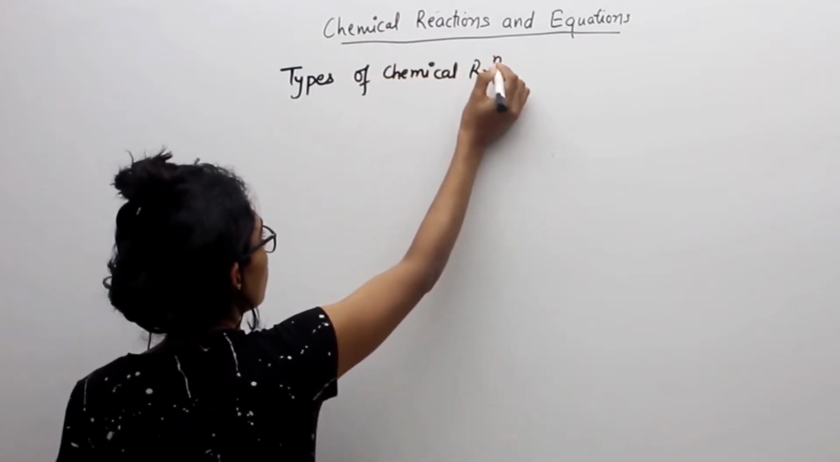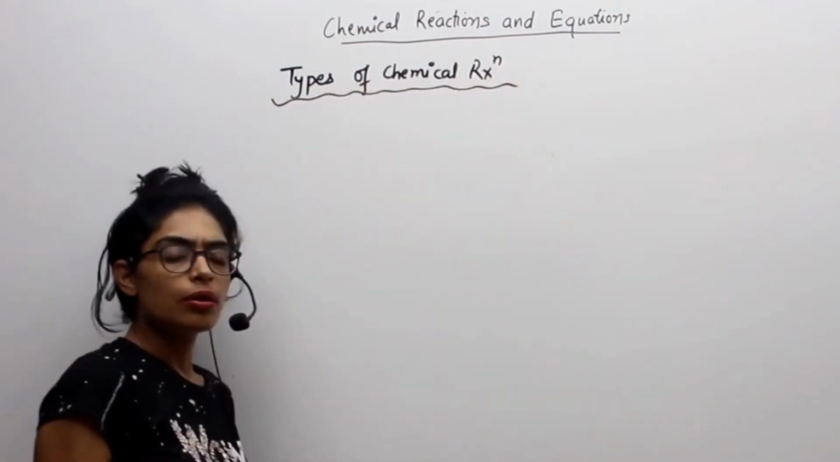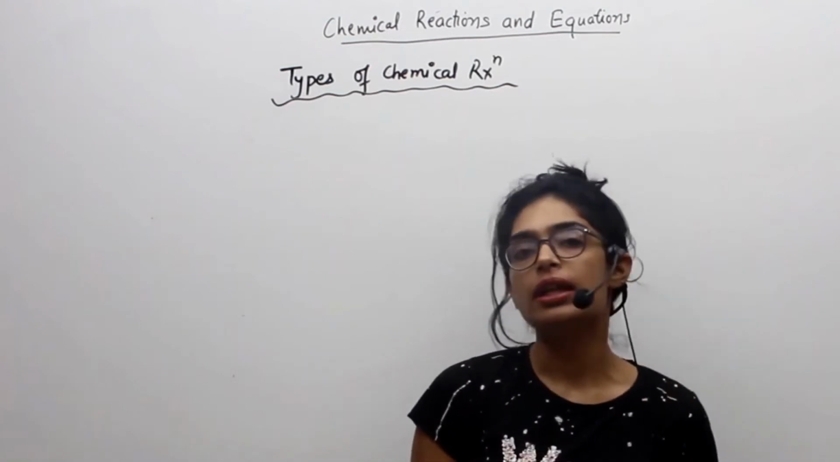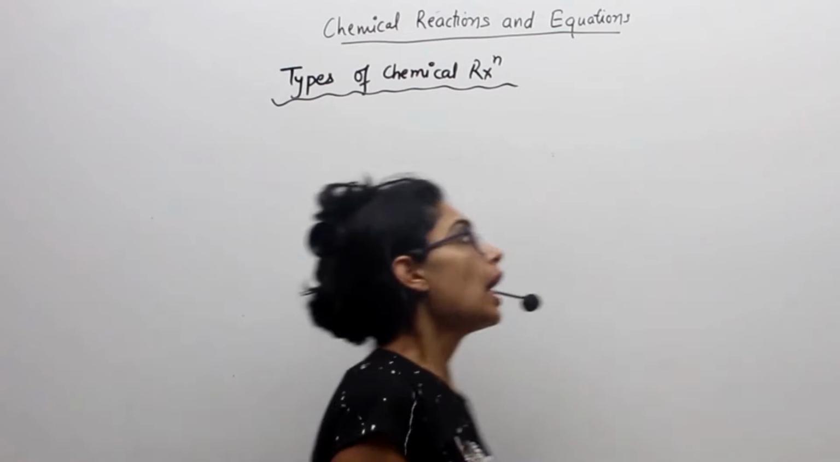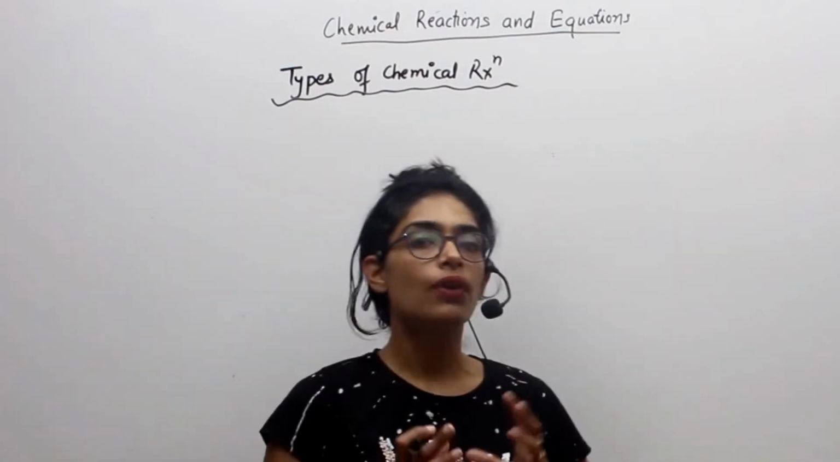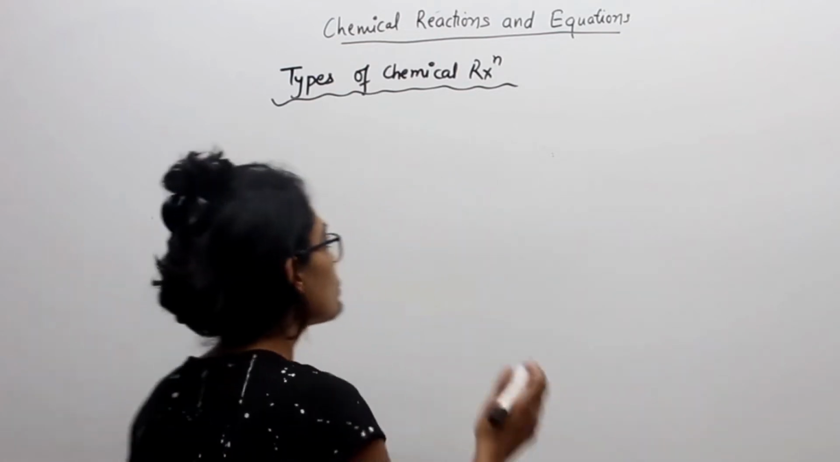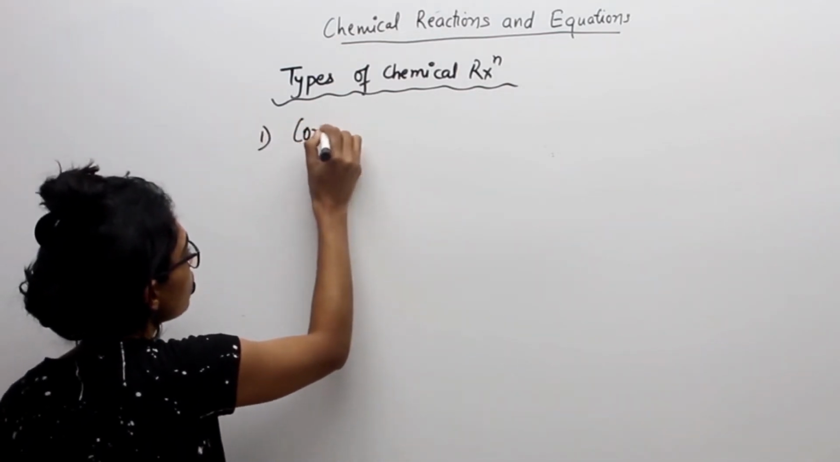So when we talk about reactions, there are millions of reactions happening all around. Millions of reactions happening. But still we can broadly categorize them into 5 different types of chemical reactions. Okay. And those chemical reactions are the basis of understanding how exactly the reactions are taking place. So what are the different types of chemical reactions? First is combination reaction.